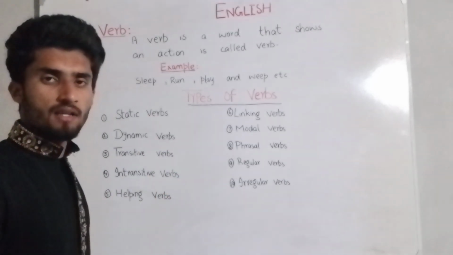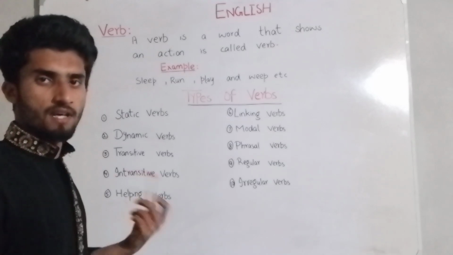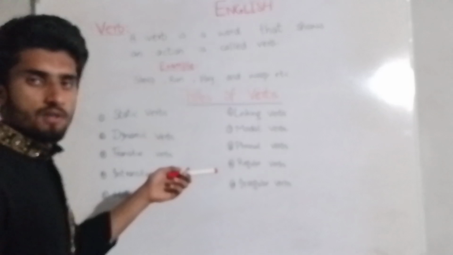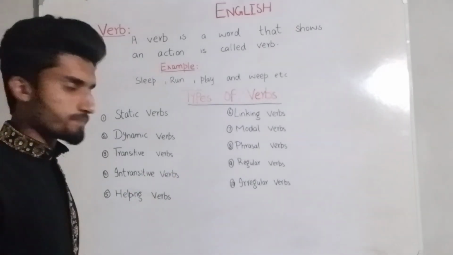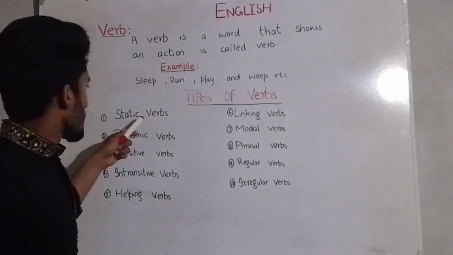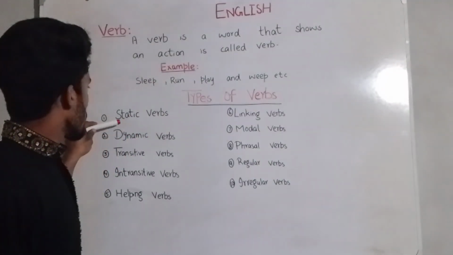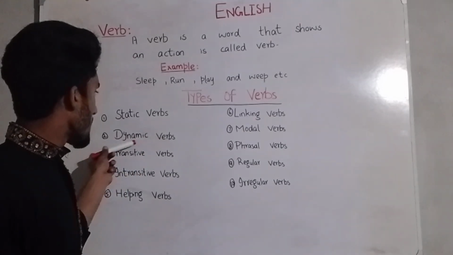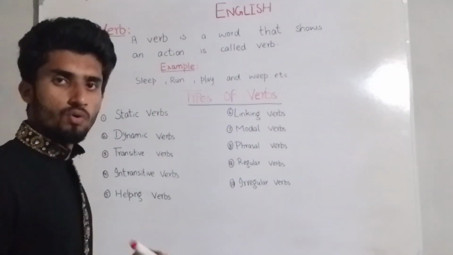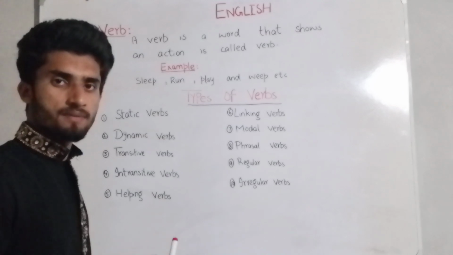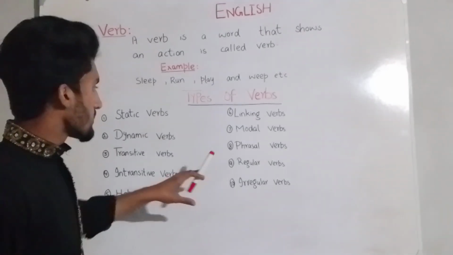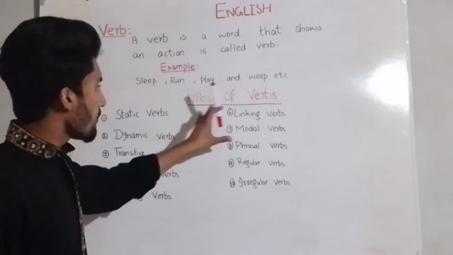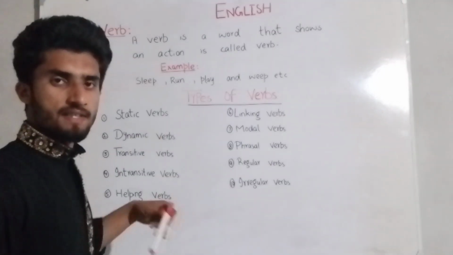In this video, I tell you about the names of its types. Here you see there are a total of 10 types of verbs we explain in this video. The first is static verbs, and the second is dynamic verbs. In this video, you learn only the names of its types. Later, we will discuss its explanation. In the next video, I give you the complete overview of its types with examples.